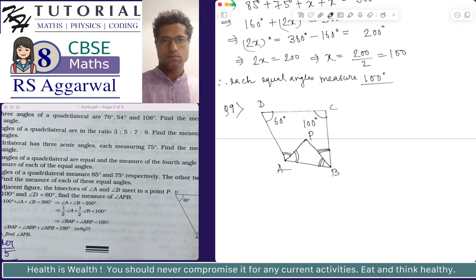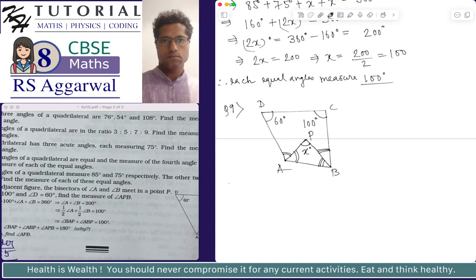Okay. Now what is the question? Find the measure of angle APB. So we have to find this angle. So let's say this angle be x degree. Okay. So definitely we have to use the angle sum property of a quadrilateral as well as the angle sum property of a triangle.